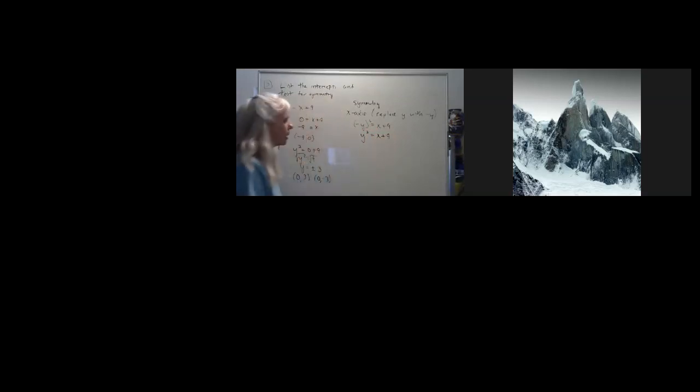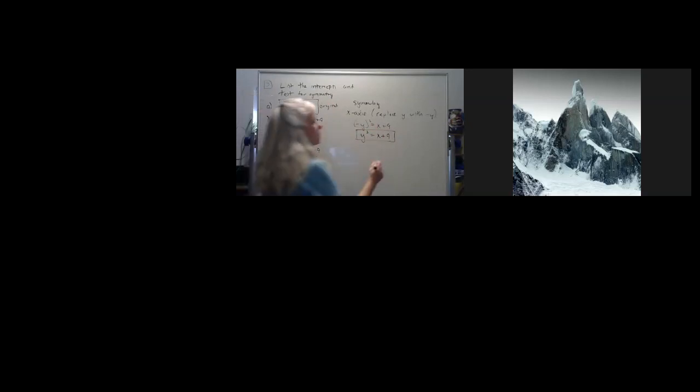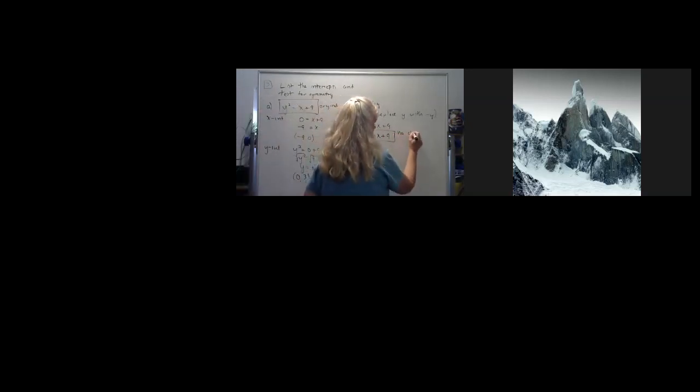equals x plus 9. Now what I want to do is compare that to the original. And here's the original sitting back over here. So this is the original equation. And I want to compare those two. And what we're going to notice is there's no change. It's exactly the same. So because there was no change, we have symmetry.